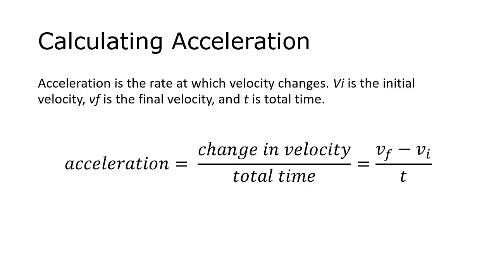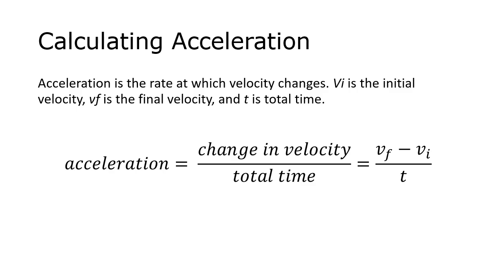If the velocity increases, the acceleration is positive. If the velocity decreases, the acceleration is negative. If you are coasting downhill on a bicycle, your velocity increases and your acceleration is positive. If you continue coasting on level ground, your velocity decreases and your acceleration is negative.